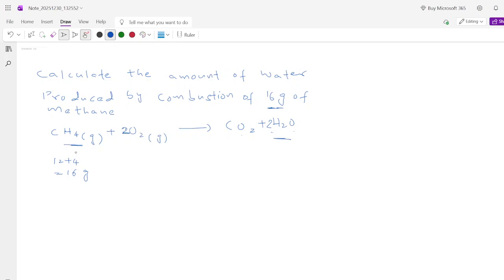So water is how much? I have one hydrogen for one, which is two hydrogens, so 2 plus oxygen molar mass 16. Then you multiply this by 2, which gives 2 times 18, that is 36 grams. So we don't have to do any calculation. Just 16 grams of methane in the balanced form gives 36 grams of water.